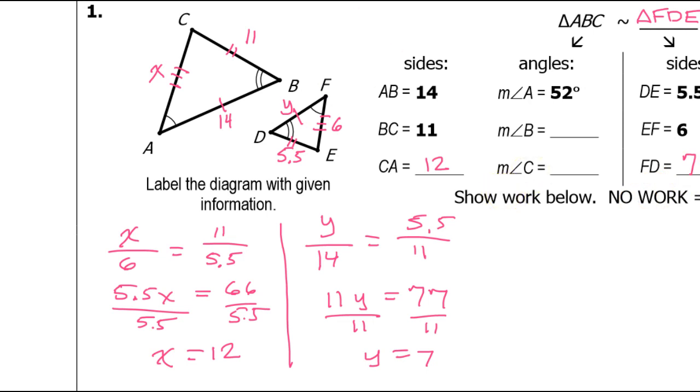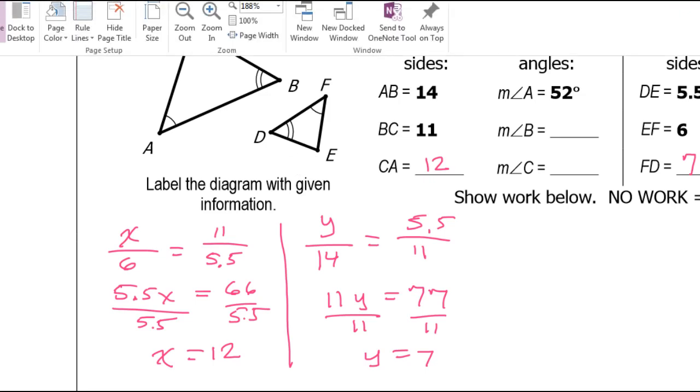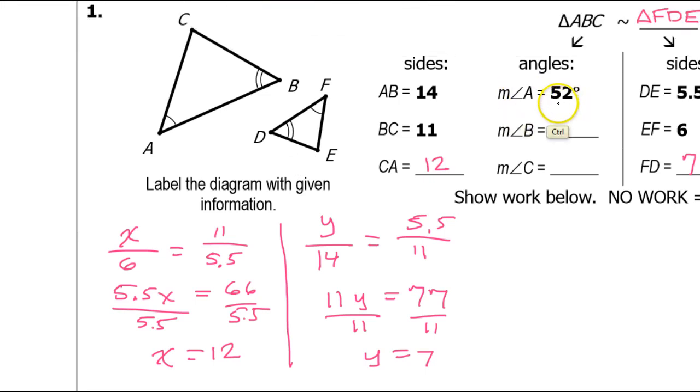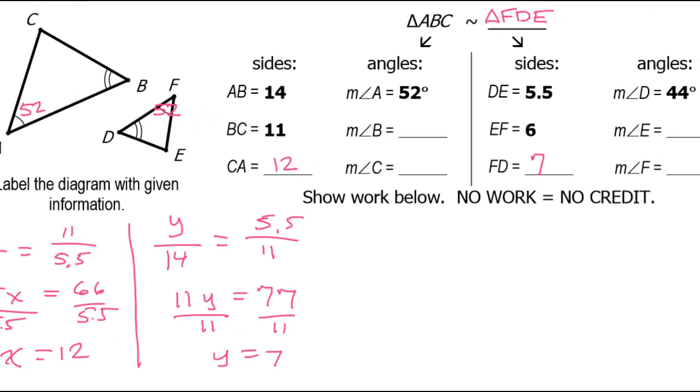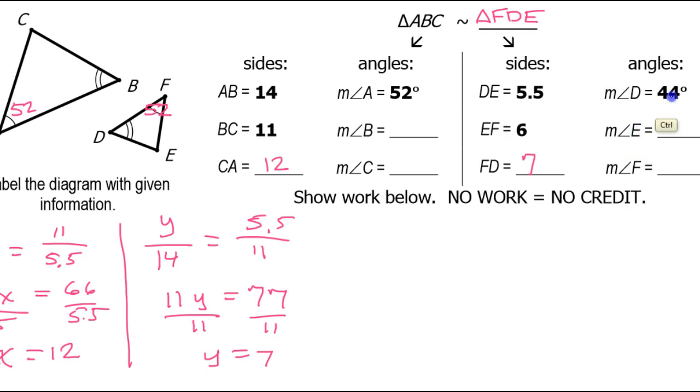Now let's go back and find the angles. All right, finding the angles is even easier than finding the sides, which was already pretty easy. Angle A is 52. Now that corresponds to angle F, so that also has to be 52. Now in addition to that, we know that angle D is 44. That corresponds with angle B, so that has to be 44.